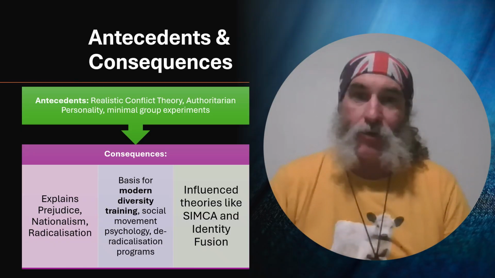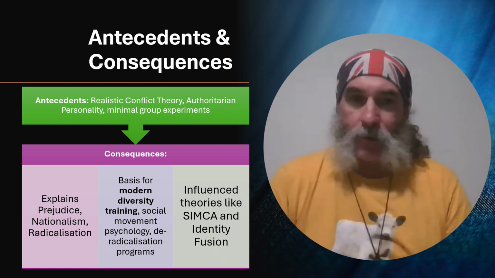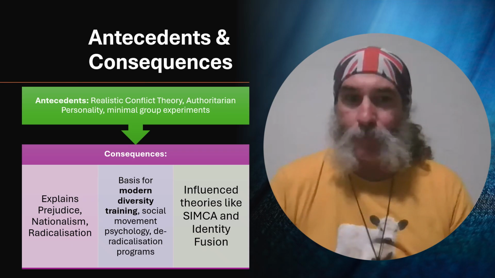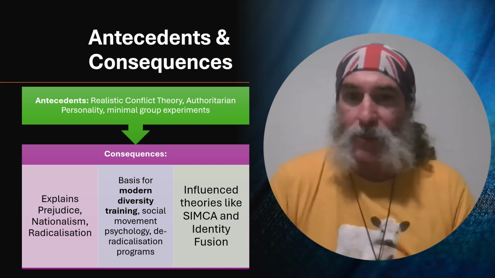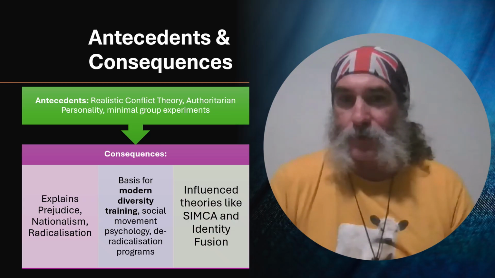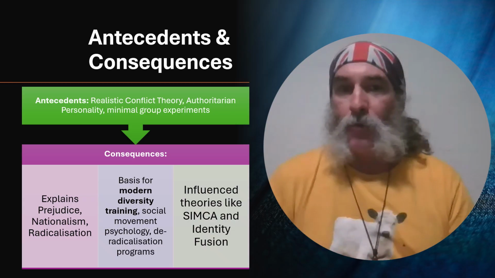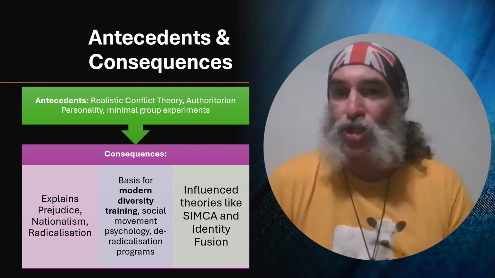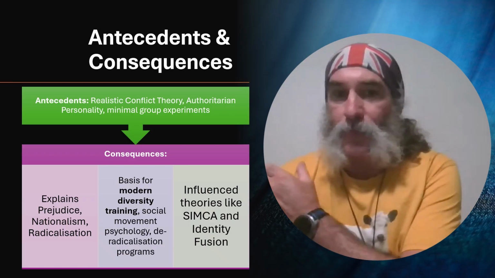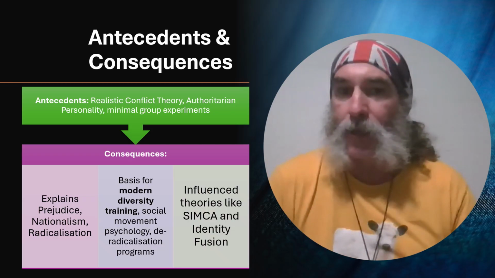The antecedents and consequences of social identity theory. So the antecedents are the prerequisites to the theory, which were realistic conflict theory, authoritarian theory, and other personality theories, and also minimal group experimentation. And a consequence of social identity theory is we were able to explain prejudice, nationalism, and radicalization. It formed a basis for modern diversity training, social movement psychology, and de-radicalization programs. It influenced theories like SIMCA and identity fusion.